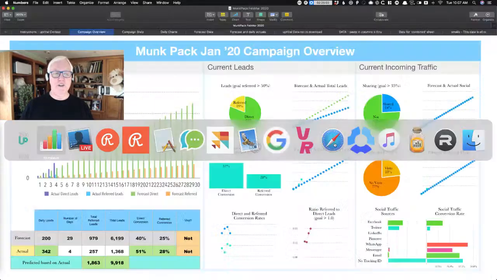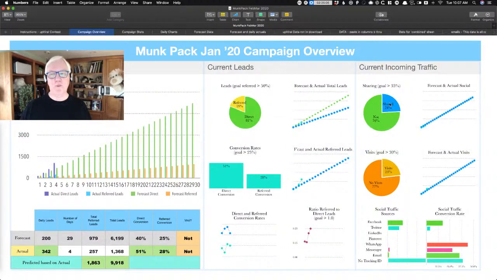Over in my spreadsheet, I'm counting the actual people that actually clicked on a share button. 24% have actually shared. 76% have not. Of those 24%, what kind of visits are we getting? We've only gotten 23%. So the people are sharing, but they're not getting a whole lot of visits. I need to try to figure out how to change that for this particular campaign.